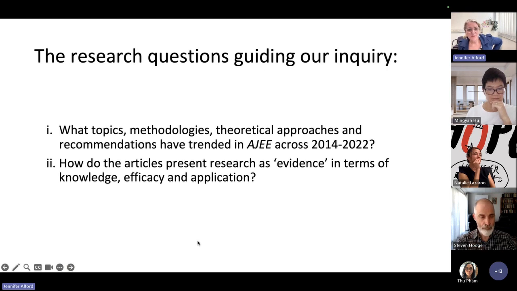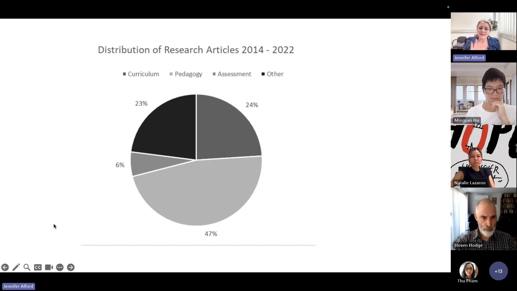The research questions were: what topics, methodologies, theoretical approaches and recommendations have trended in the journal across those years? And how do the articles present research as evidence in terms of knowledge, efficacy and application? Just very quickly, when we did our Bernsteinian take on the papers, we saw this was the spread across curriculum, pedagogy and assessment. 47% were about pedagogy, 24% were about curriculum, 6% were about assessment, and 23% about other. And I think that speaks a lot to this journal, that it's very interested in application, and that came through in the findings. So 47%, almost half the papers, were about pedagogic application.